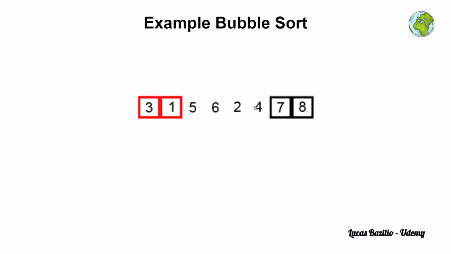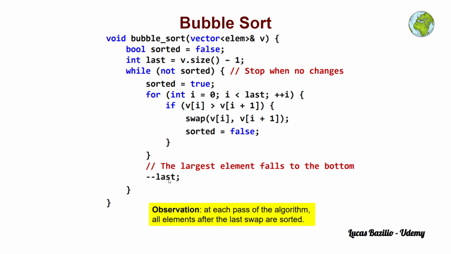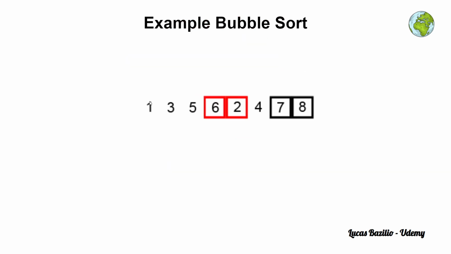So now here is last. We again do a last. As we can see, we decrease the value for the last variable each time that we finish a step, each time that we finish a pass. And this is obvious. Each time we finish a pass, we know the element on the right is in its correct position, so we have to decrease the value for last.